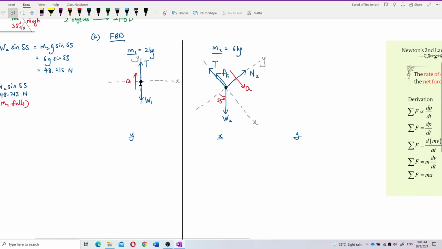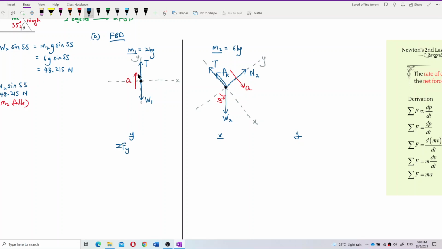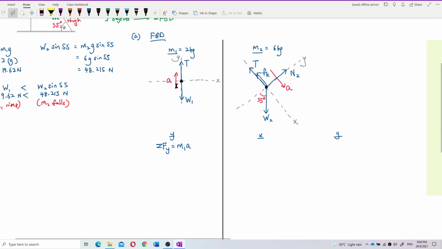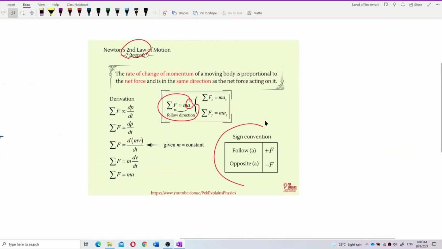Okay, now look at here. For the y component, this one has acceleration, isn't it? It has y acceleration, so it is not equilibrium. So total Fy equals MA. This is M1A, for mass 1 only. Which force is positive, tension or weight? Still remember Newton's second law, F equals MA? When you have acceleration, you need to compare with acceleration. Follow acceleration, positive. Opposite acceleration, negative force.